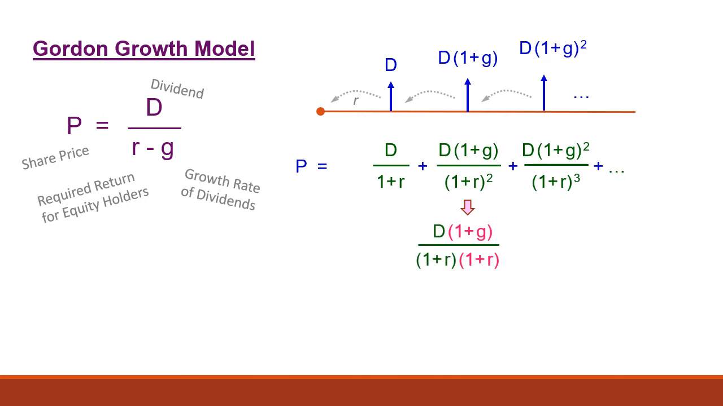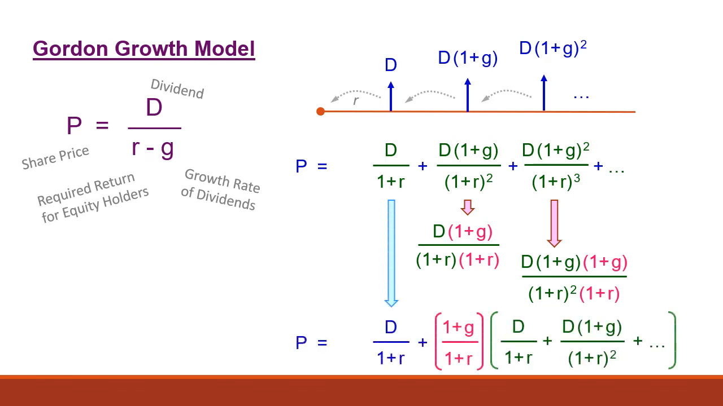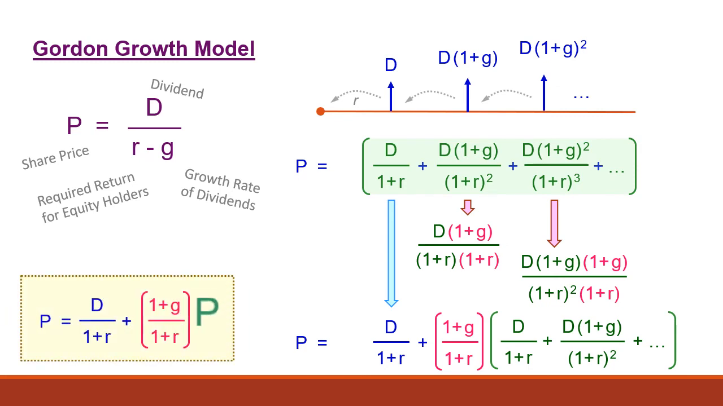Please look at the second term, where we have the term 1 plus G and 1 plus R in pink. If we draw them out and rewrite, we would get the last line. And notice that the green bracket actually is embedded there. As a result, we can replace it and get the equation in the yellow block.